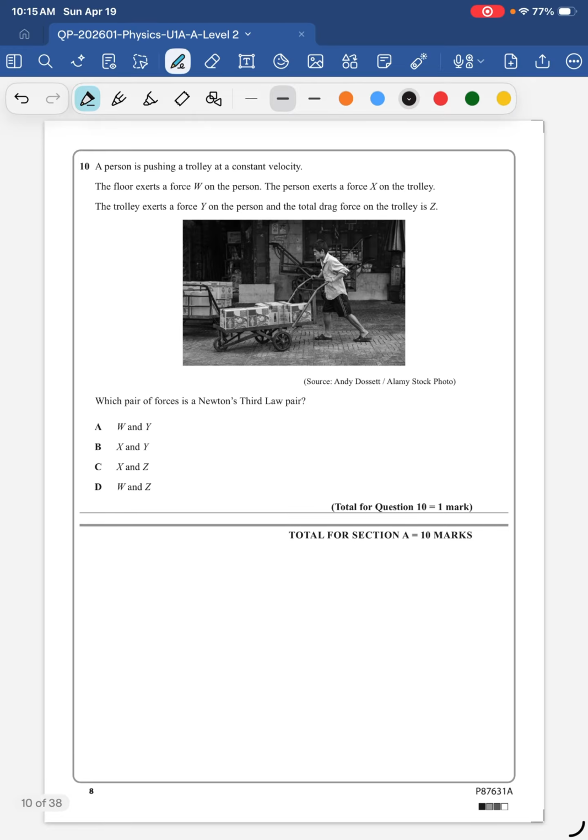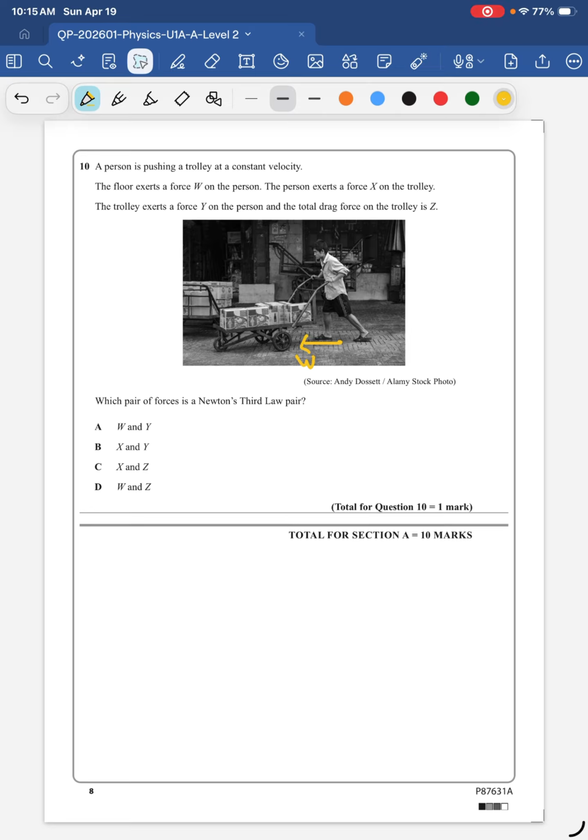All right, 10. A person is pushing a trolley at a constant velocity. The floor exerts a force W on the person, the person exerts a force X on the trolley, and the trolley exerts a force Y on the person, and the total drag force on the trolley is Z. Okay, too many forces, let's try to draw them. So, the floor exerts a force W on the person, okay, so that would be this force, W.